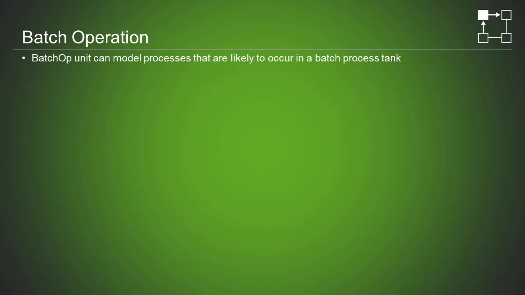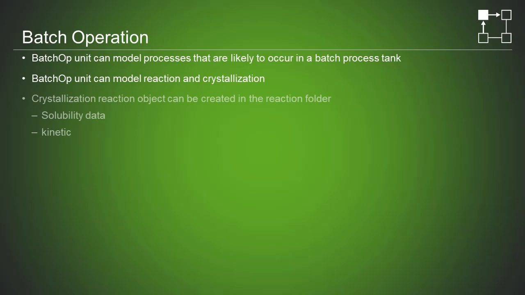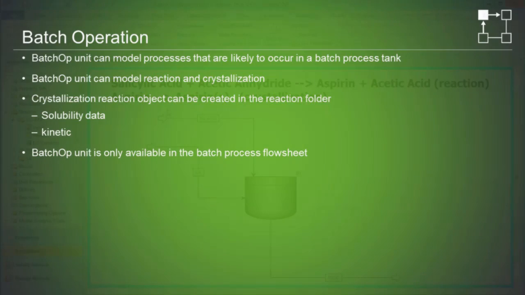The BatchOp unit models processes that are likely to occur in a batch process tank. The BatchOp unit models reaction and crystallization. The crystallization reaction object can be created in the reaction folder and allows us to input solubility data and kinetic information. The BatchOp unit is only available in the batch process flowsheet.